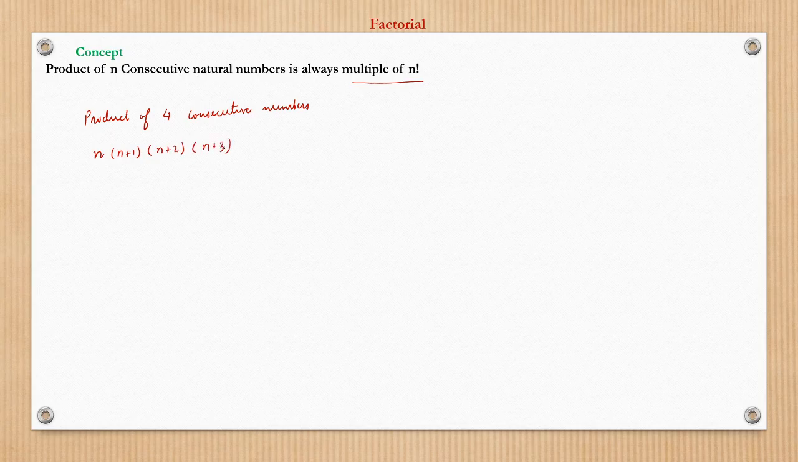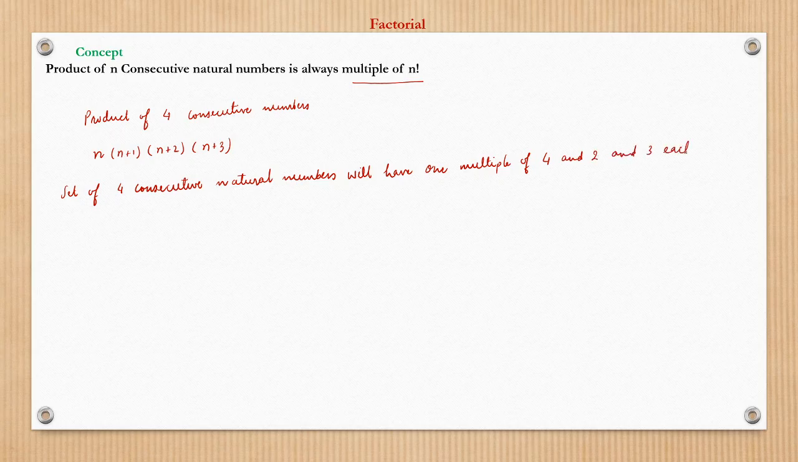Now see here, we know that any set of four consecutive natural numbers will have at least one multiple of 4, and one multiple of 2 and one multiple of 3 each, right?